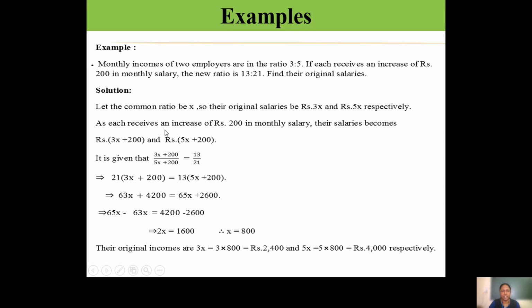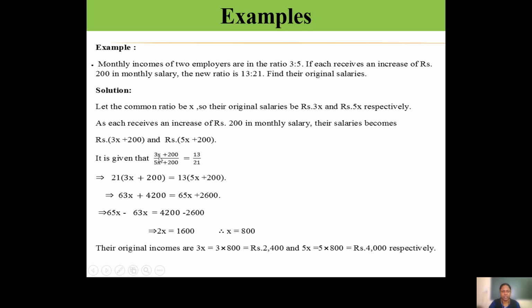Then, as each receives an increase of rupees 200 in their monthly salary, after this increase their salaries become 3x plus 200 rupees and 5x plus 200 rupees. So the ratio of the salaries, after adding this 200, the new ratio becomes 13:21.